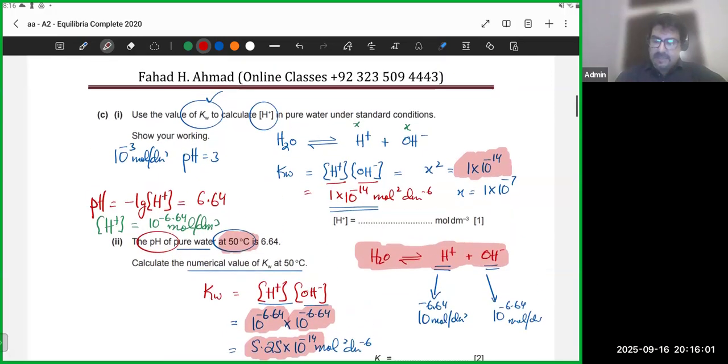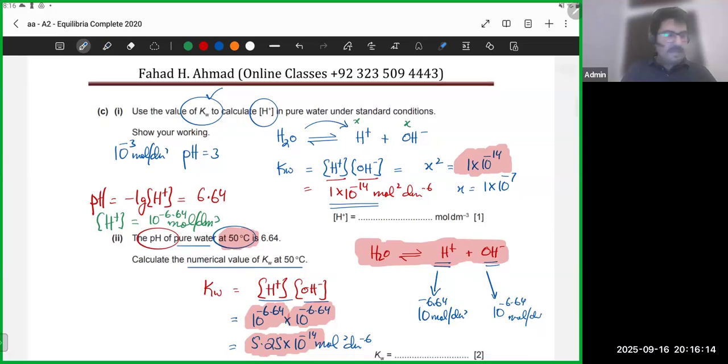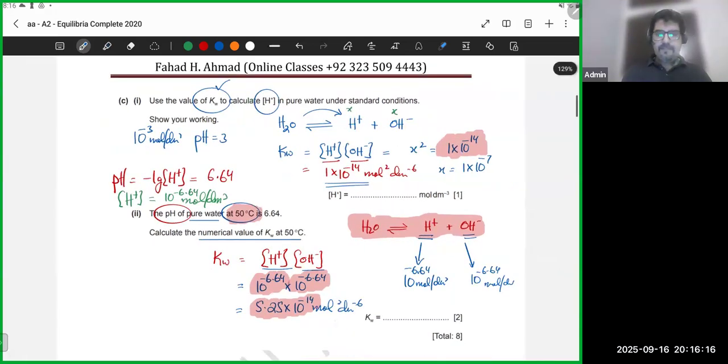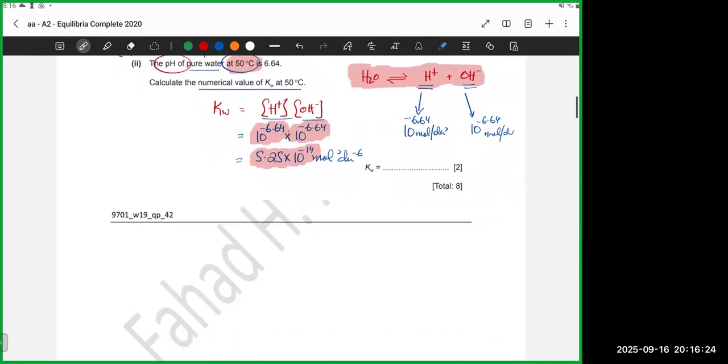So that means the equilibrium is slightly shifting forwards. You increase the temperature and your equilibrium has moved slightly forward. Is this question clear about Kw? Clear? Yes, sir.